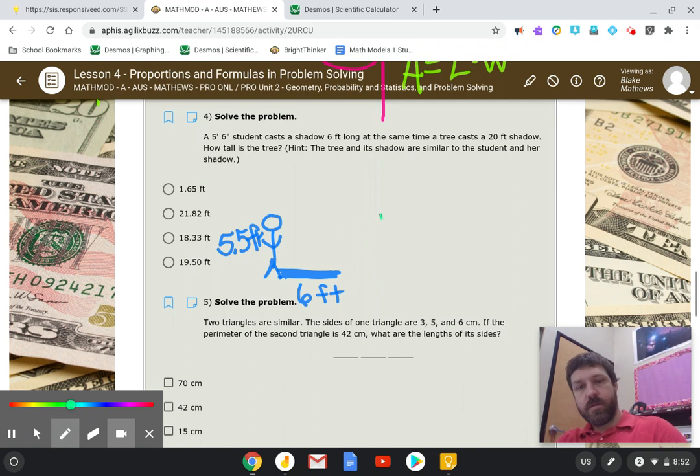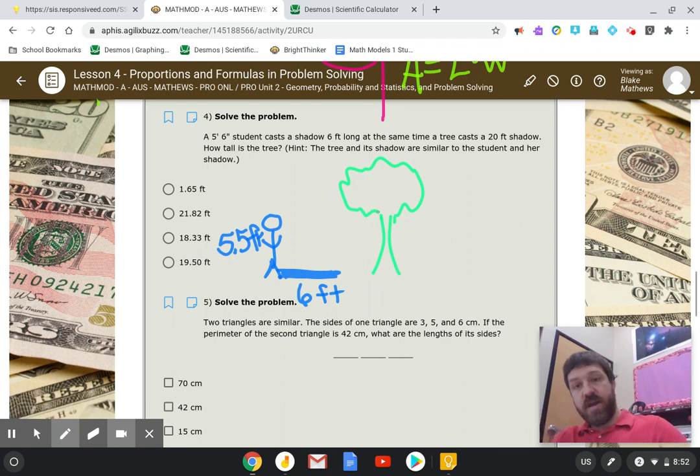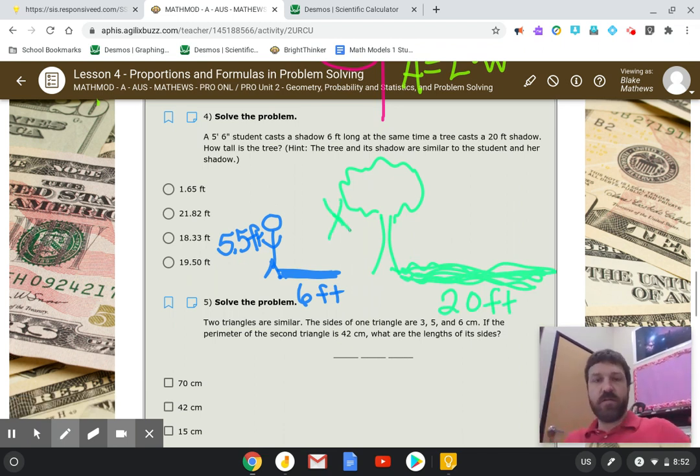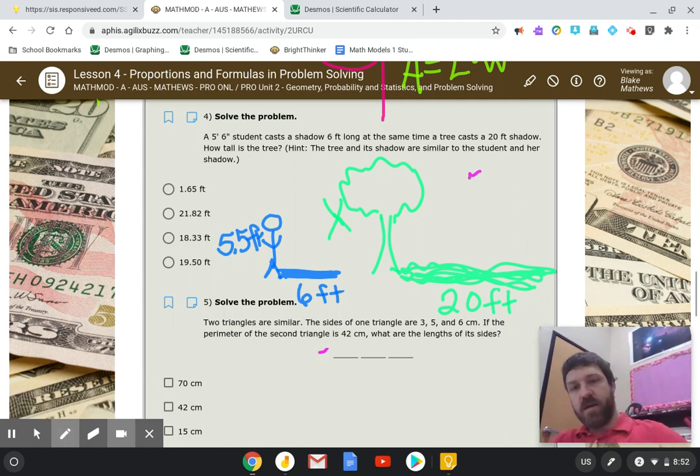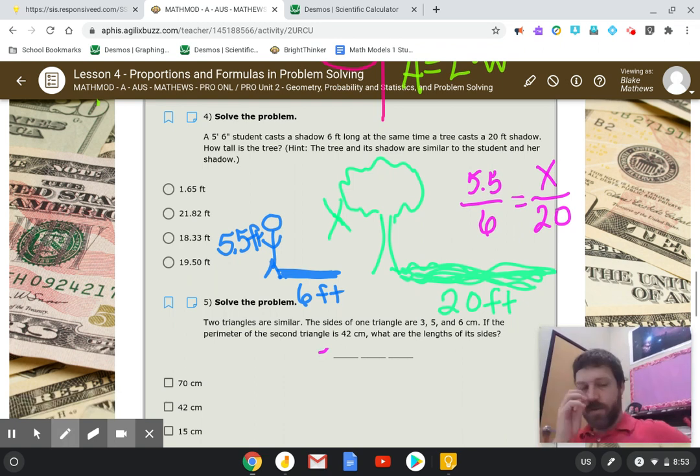Then I have a tree. And the tree is casting a shadow of 20 feet. We don't know how tall the tree is. We'll call that X. So we're going to set up a simple proportion to solve this problem. It's going to look like this. The height of the person divided by the shadow is equal to the height of the tree divided by the shadow of the tree. Once we do that, we have to do cross multiplication.